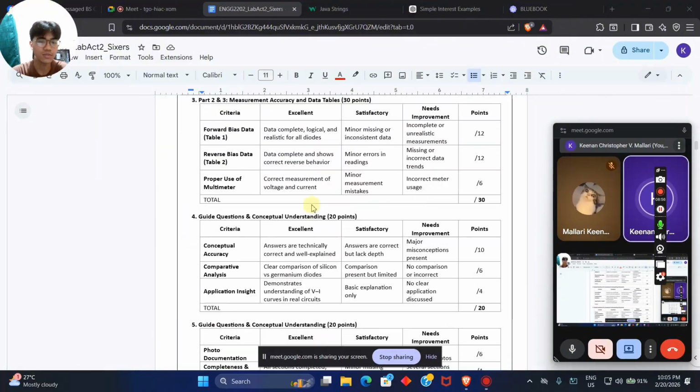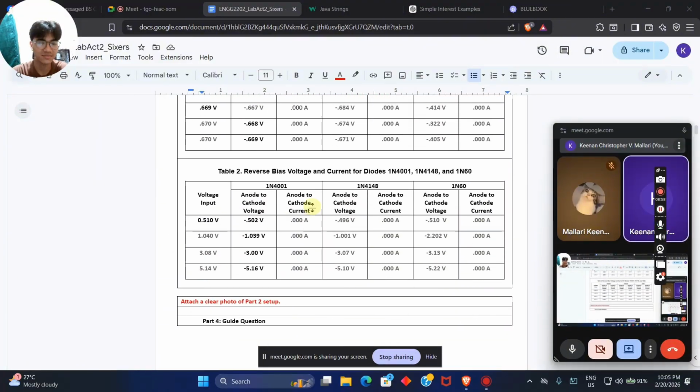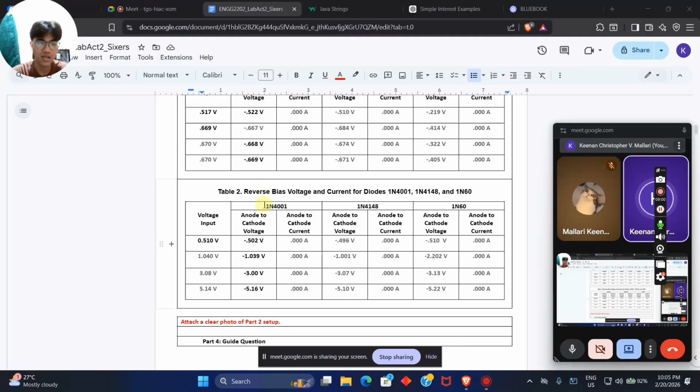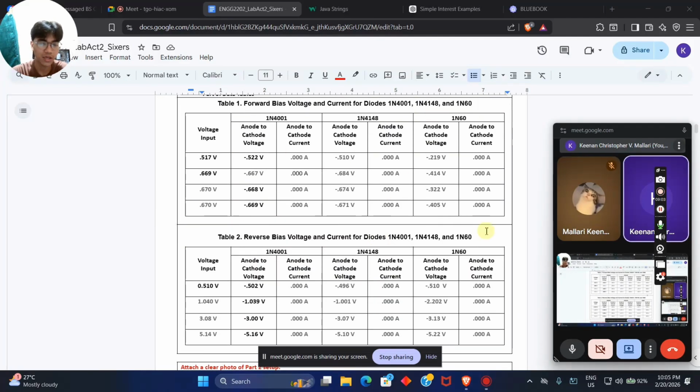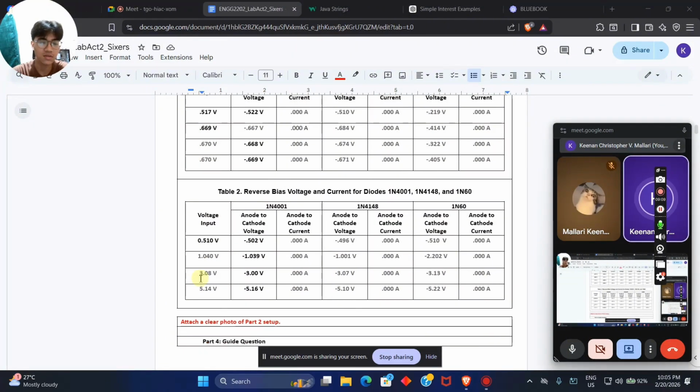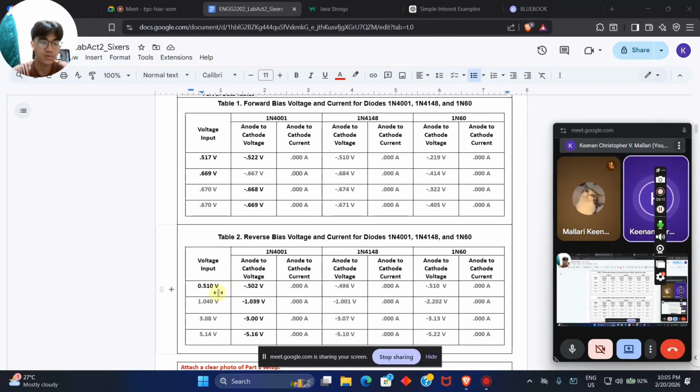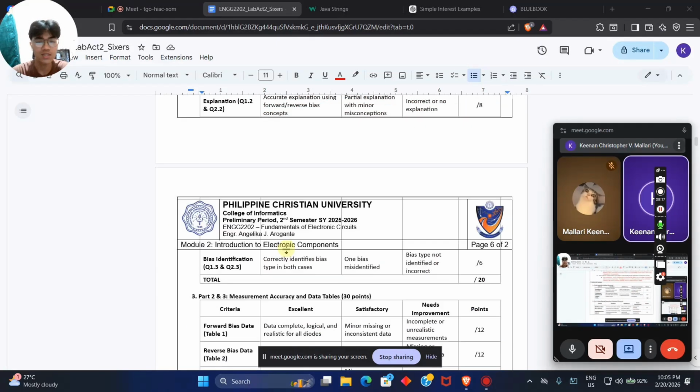Alright, for the reverse bias of this diode. Again, let's check its voltage input at 0.510 volts. Originally, we were supposed to get as close to 0.5 volts, but this is as close as we can get. And let's double check.